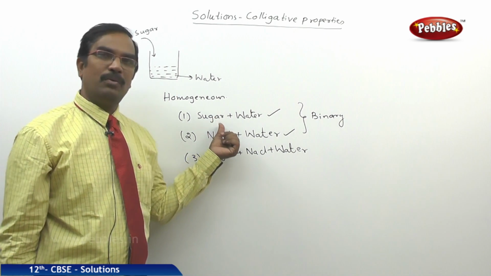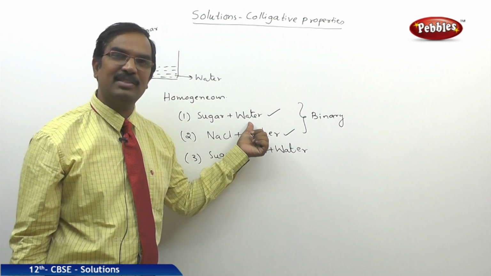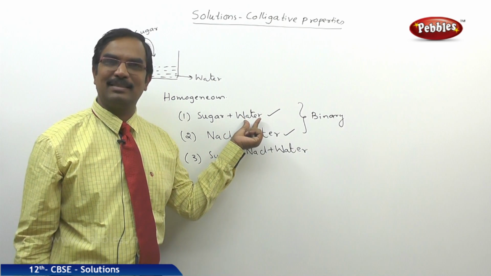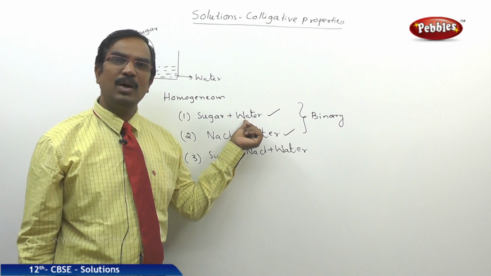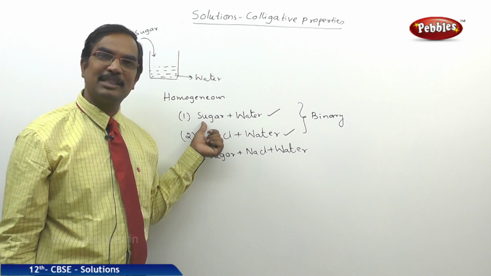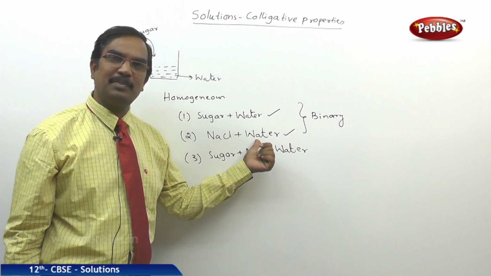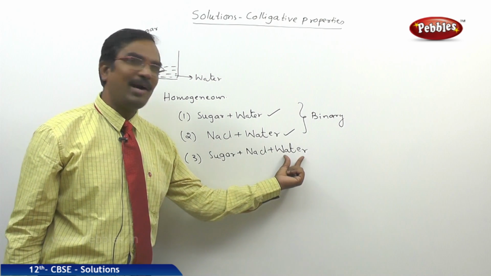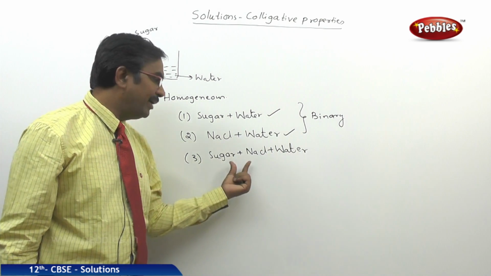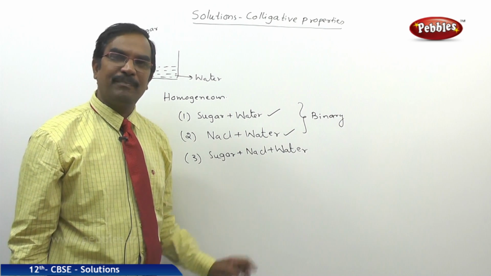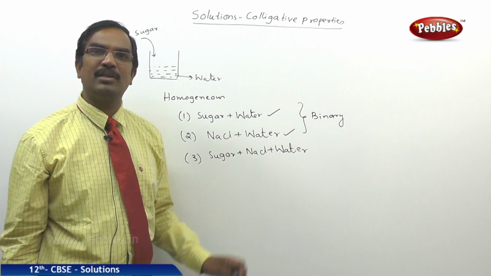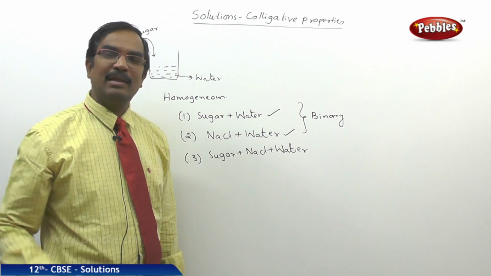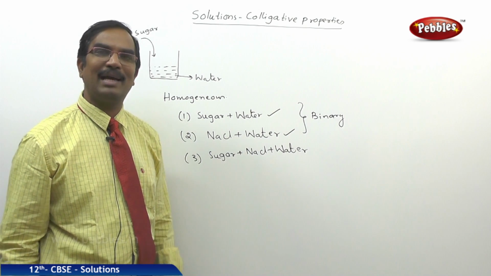So in the first case, one component is sugar, the other is water. And definitely, if you compare these compositions, water is present in large excess, or in more proportion, in the resultant homogeneous mixture, and sugar is present in smaller proportion. In the second case, water is present in larger proportion and salt in smaller proportion. In the third case, water is present in excess, and the remaining two components are present in smaller proportion. Based on this, the components present in the resultant solution can be divided into two types. The one present in a larger proportion is generally called the solvent.